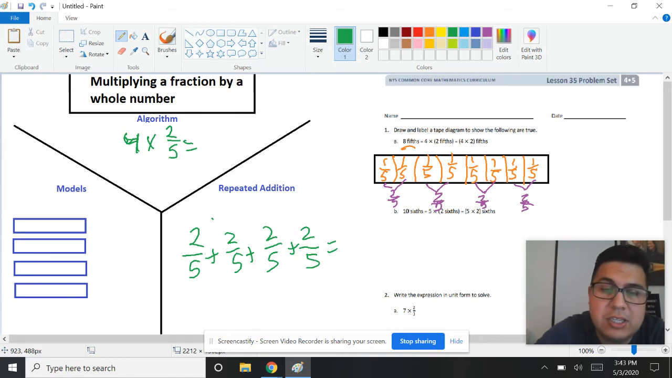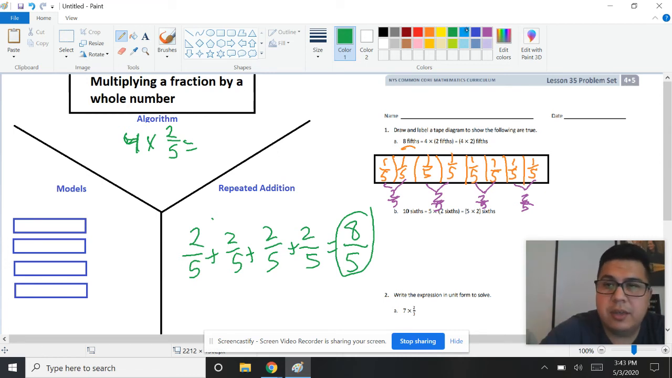And if we're doing repeated addition, when we add fractions, do we add the bottom number? No, we keep it the same, right? The denominator stays the same. So the 5 we already know is a 5. So it's in fifths. We have to add the tops. So we can add 2 plus 2 plus 2 plus 2. So 2, 4, 6, 8. So our answer is 8/5.